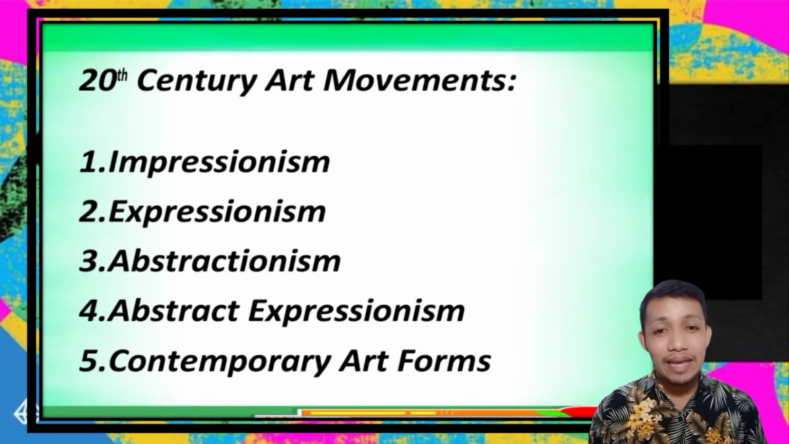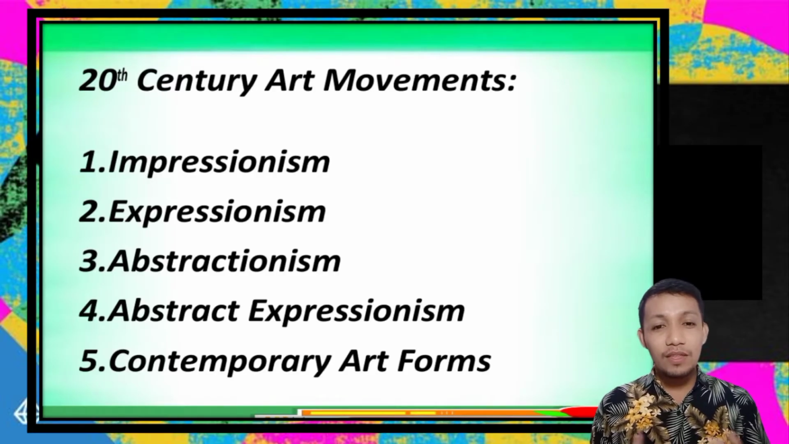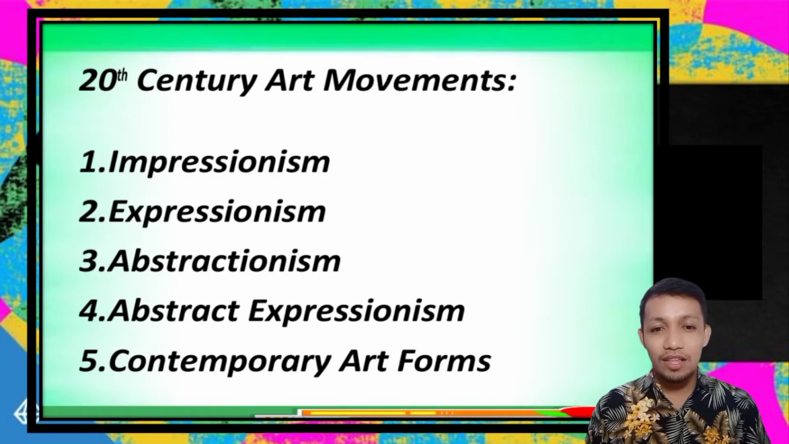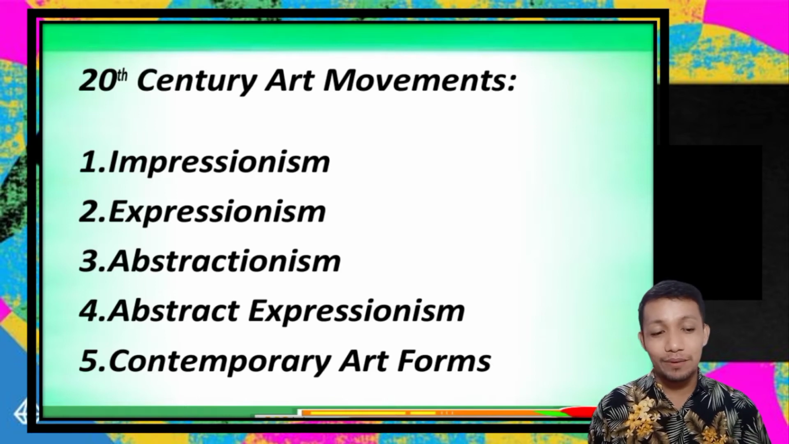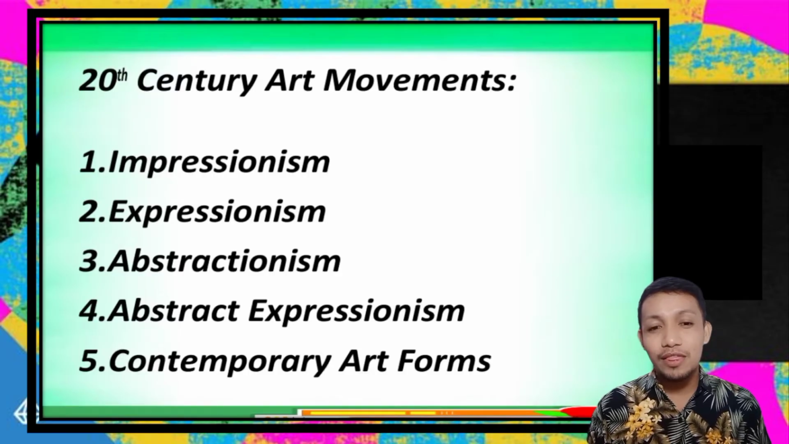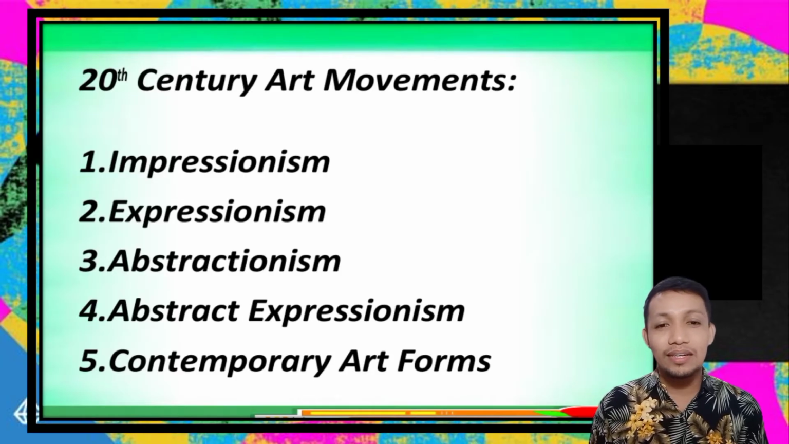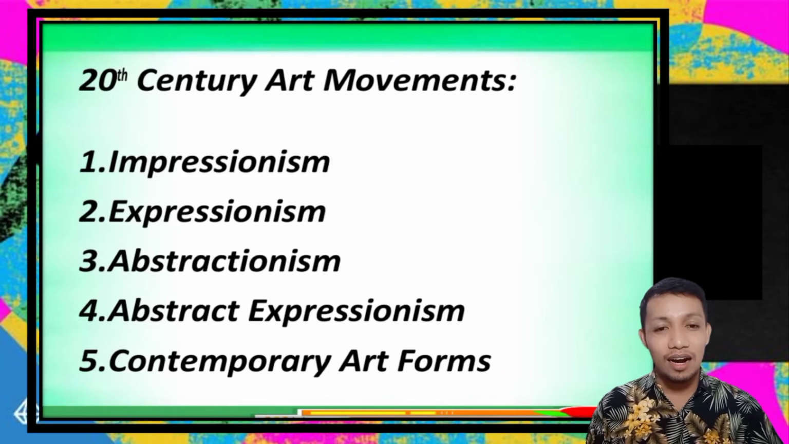There are 5 main 20th century art movements. These are Impressionism. Under this is Post-Impressionism. There is also Expressionism, Cubism, Abstract Expressionism, and this includes pop art and op art, and the last one is contemporary art forms. To understand each of the 20th century art movements, let us discuss them one by one through their characteristics, sample paintings, and also the artists behind these artworks.